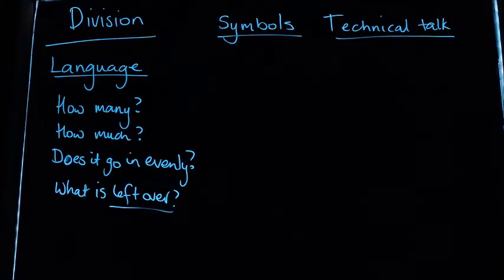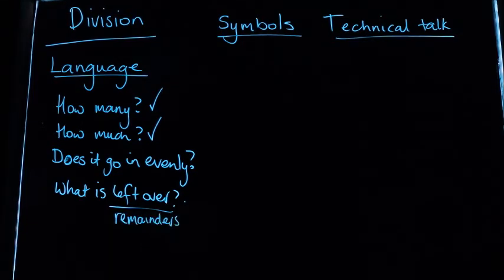First thing we need to talk about is the language. What do we say when we're doing division? Okay, we often say how many times does something go in? We often say how much. And when you see those things in the question, it should say to you, we're doing some division. And we often say things like, does it go in evenly? And we say, what's left over? And we're talking about remainders, what's left over.